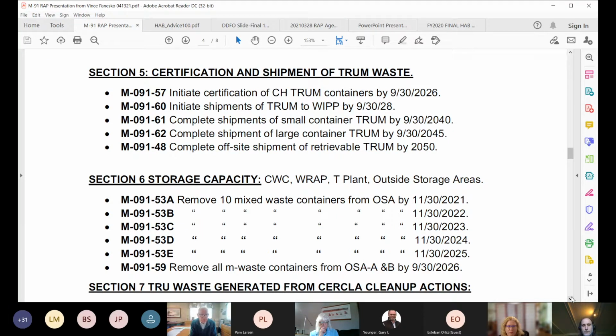And if you get down at the bottom of section 6, it says milestone 59, rather, is remove all mixed waste containers from OSAs, outside storage areas, by 2026. And so you can see that that part is being addressed as well. So, okay, there are 2 areas now. Let's go back to section 2.